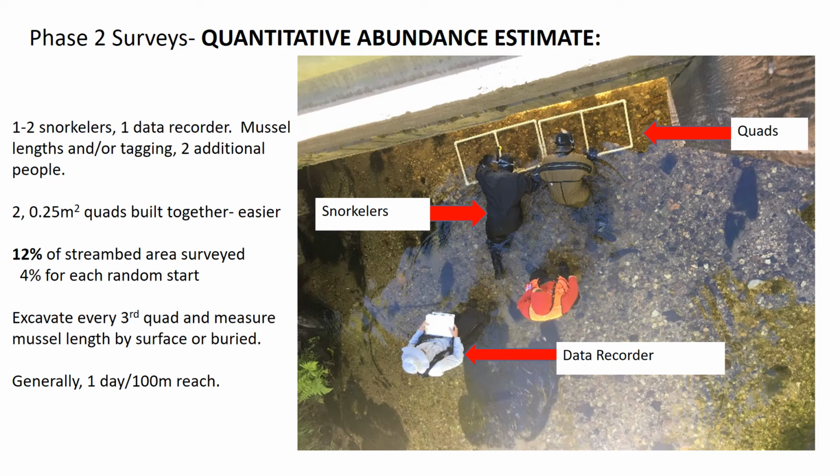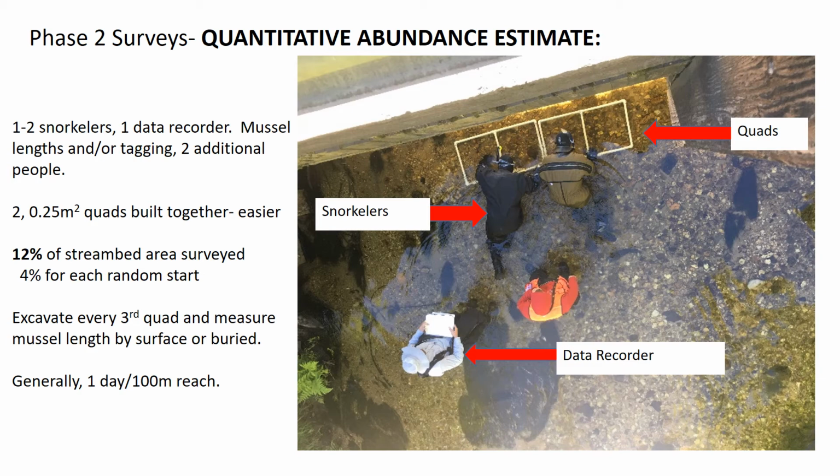This is a picture of snorkelers doing our phase 2 quantitative surveys. We have 1 to 2 snorkelers. We prefer to use 2. We have 1 data recorder. If you're going to take mussel lengths and tag mussels, you're going to want 2 additional people.